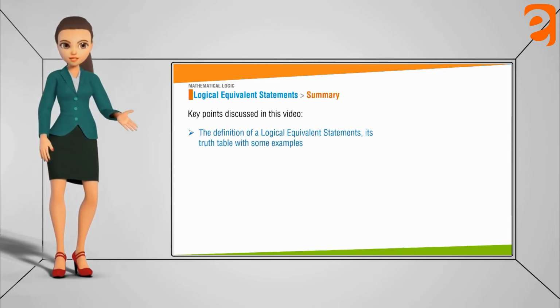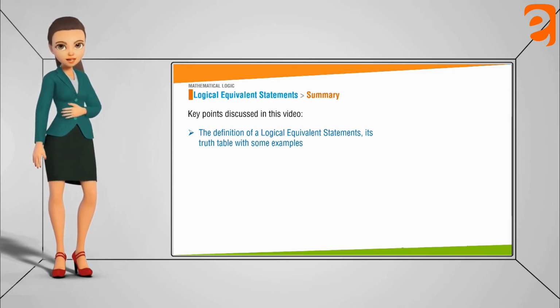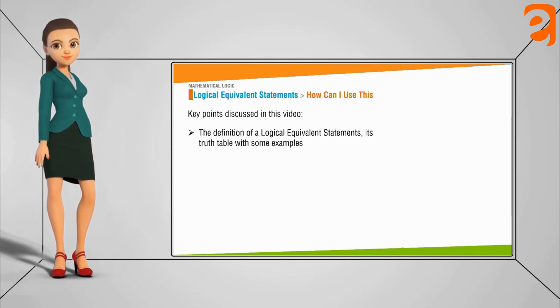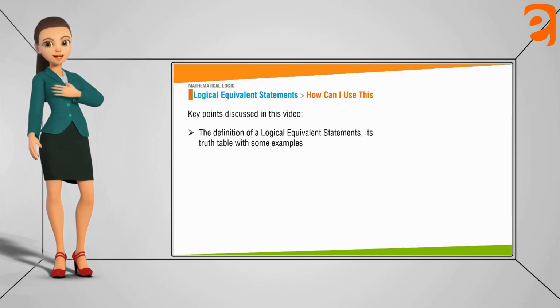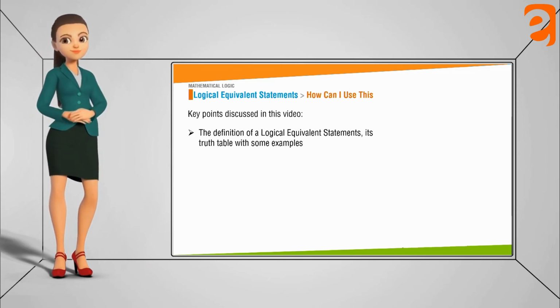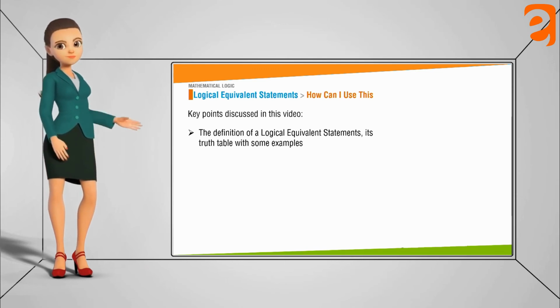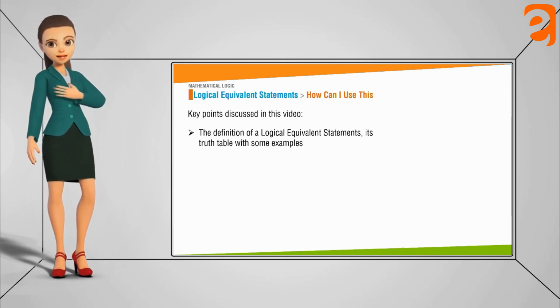Key points discussed in this video are the definition of logical equivalent statements and their truth tables with some examples. Now, how can you use this? In this video, we discussed logical equivalent statements and the truth values of the statements. Logical equivalent statements are useful in propositional logic or Boolean algebra.